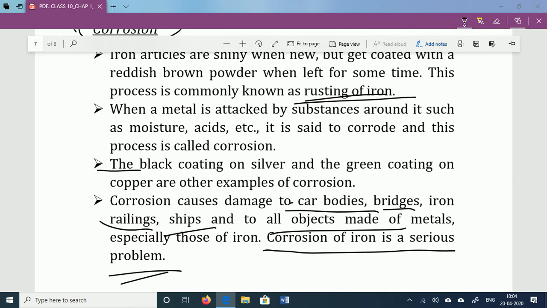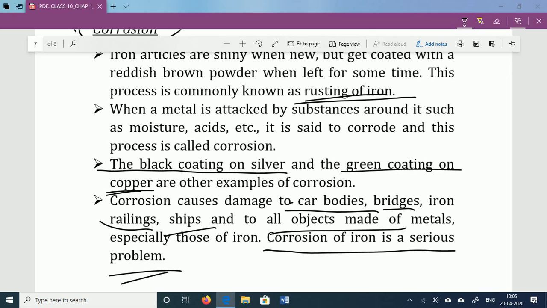Another example is the black coating on silver. When we use silver, we observe that after a long period of time the silver is converted into black color, a black coat is generated on the surface of the silver. It is also a corrosion process. A green coating is formed on the surface of copper when the copper is placed for a long period, a green coat is generated, it is also an example of corrosion. So corrosion is harmful, it is a serious problem, it is harmful in every case.